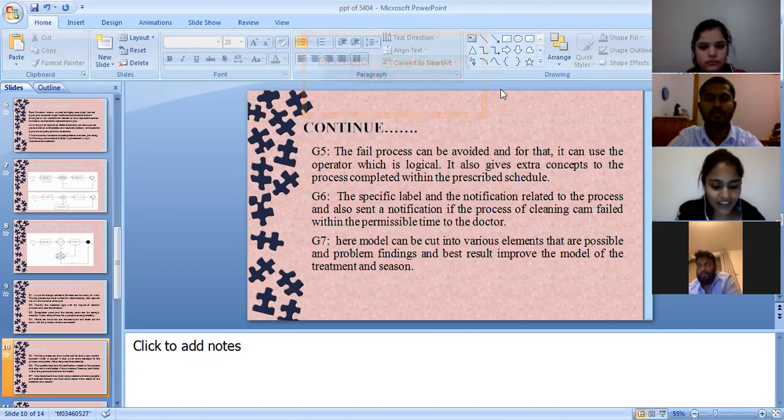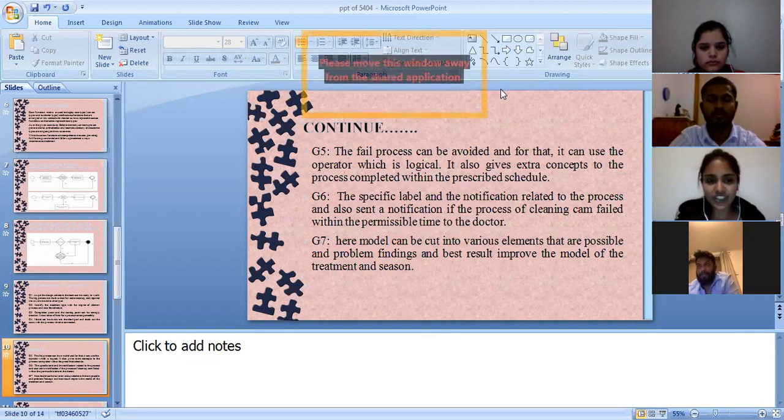So we will check the failing processes that can be avoided, like the things which are not needed. We will remove those, and we will use only the logical ones, depending on the need of the time and the condition of the patient. Like it is shown in the case study, whether he or she has any teeth decay or cavities or something else. So it depends on that.